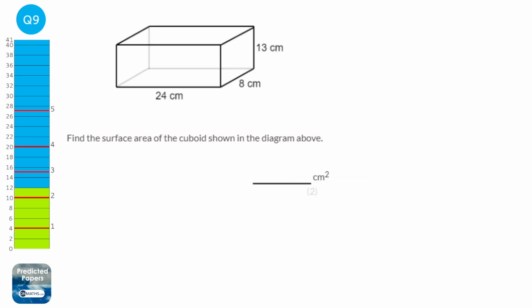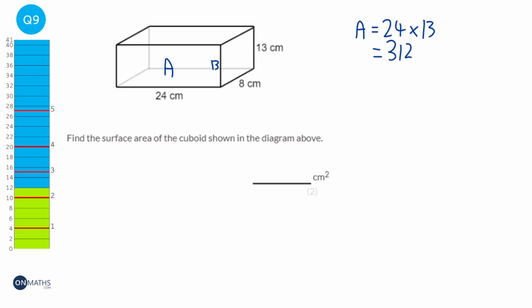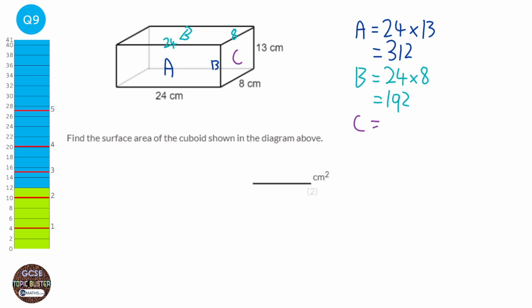To find the surface area of the cuboid, I'm just going to label the faces and do them individually. So we've got A, which is 24 by 13. So we're going to do 24 times 13, which is 312. Next we're going to do B, which is this one at the top, and it's 24 across and 8 is the length, so 24 times 8, which is 192. And finally C on this side here, which is going to be 13 times 8, which is 104.